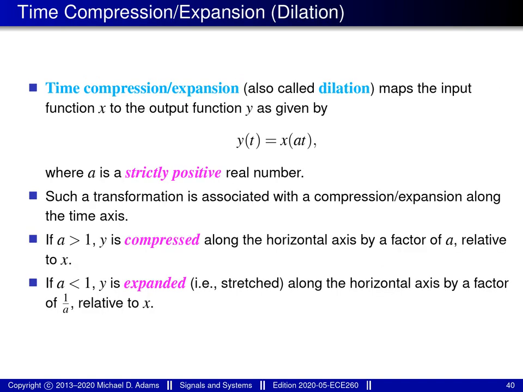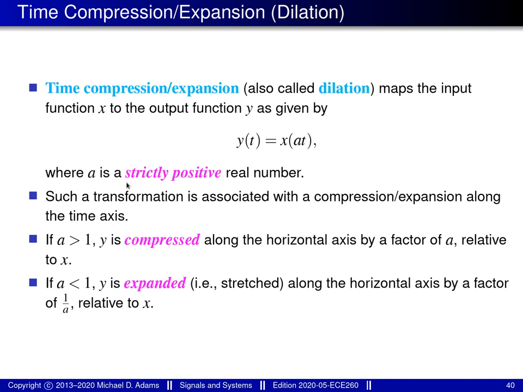The next type of independent variable transformation that I need to introduce is what's called time compression or expansion, sometimes also called dilation. And what this does is it maps a function x to a function y as given by a relationship like this. And effectively what this relationship is saying is that everywhere in our formula for the original function x, where we have our independent variable, which in this case is t, we're going to take that t and replace it by a constant a times t, where a is a strictly positive real number. In other words, a is a real number that's greater than 0.